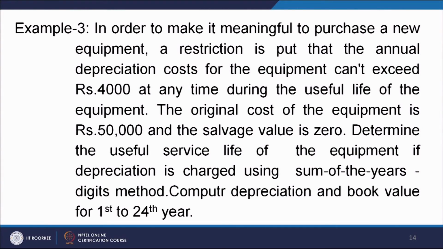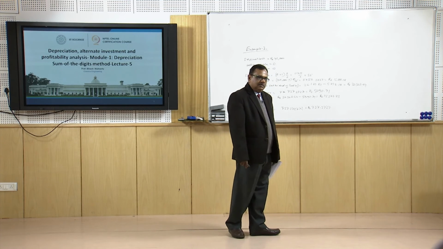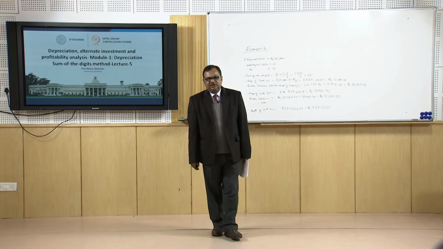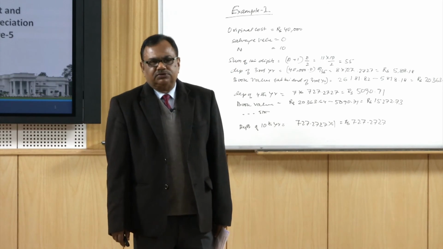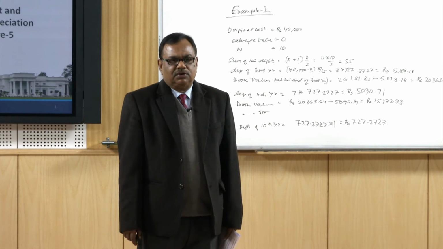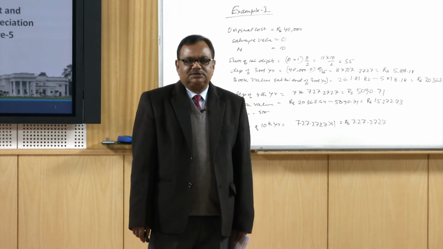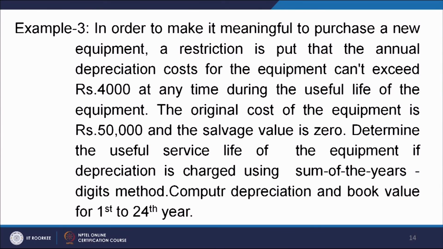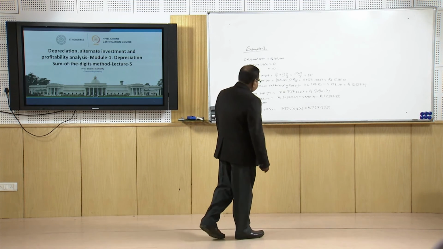In order to make it meaningful to purchase a new equipment, a restriction is put that the annual depreciation cost for the equipment cannot exceed 4,000 rupees. That means, the maximum depreciation one can charge is 4,000 at any time during the useful life of the equipment. The original cost of the equipment is 50,000 and the salvage value is 0. Determine the useful service life of the equipment if depreciation is charged using sum of the years digit method. Compute depreciation and book values for 1 to 24 years. Now, this has got a trick.